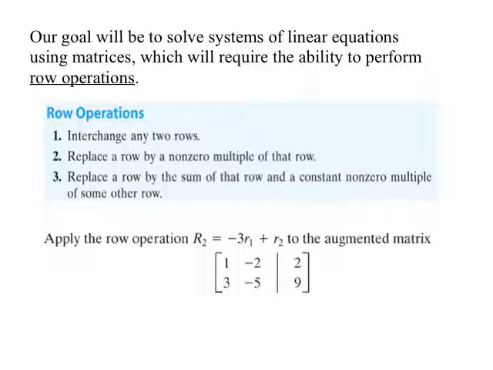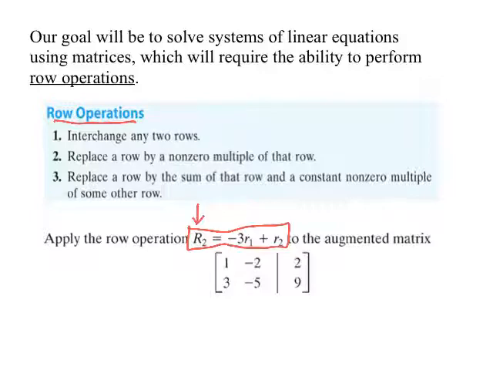Here are your rules for row operations. Read through these. Number 1, interchange any two rows. You're allowed to replace a row by a non-zero multiple of that row, and you're allowed to replace a row by the sum of that row and a constant non-zero multiple of some other row. So here's your notation. And this on the left is your result based upon what row number, and this is what you're doing to it.